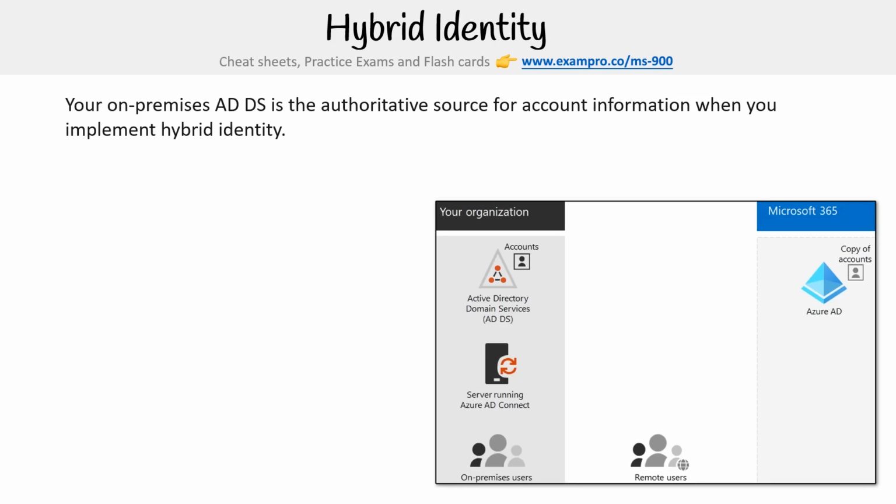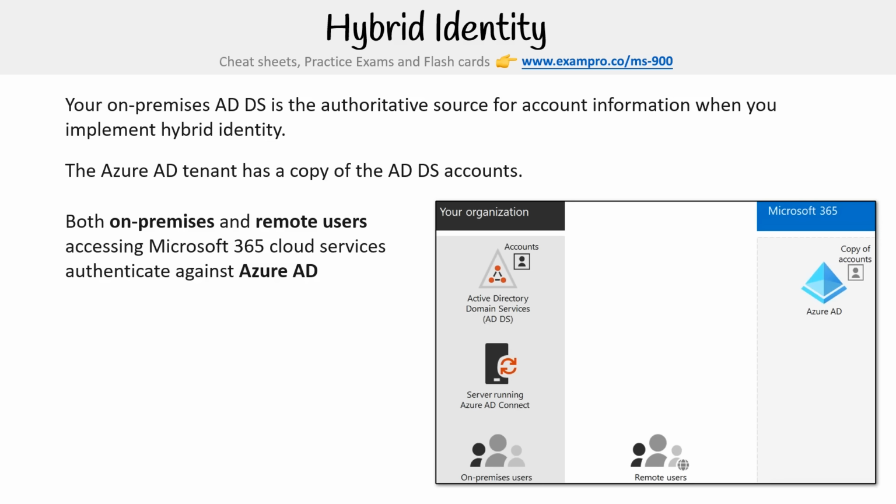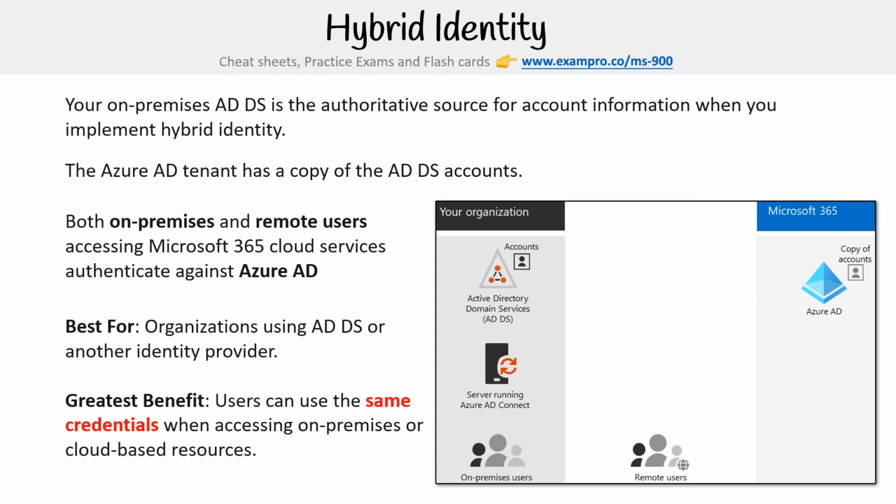Continuing on with hybrid identity, your on-premises AD DS is the authoritative source for account information when you implement hybrid identity. The Azure AD tenant has a copy of the AD DS accounts. Both on-premises and remote users accessing Microsoft 365 cloud services authenticate against Azure AD. So hybrid identity is best for organizations using AD DS or another identity provider, and its greatest benefit is that users can use the same credentials when accessing on-premises or cloud-based resources, so it's very convenient to use.